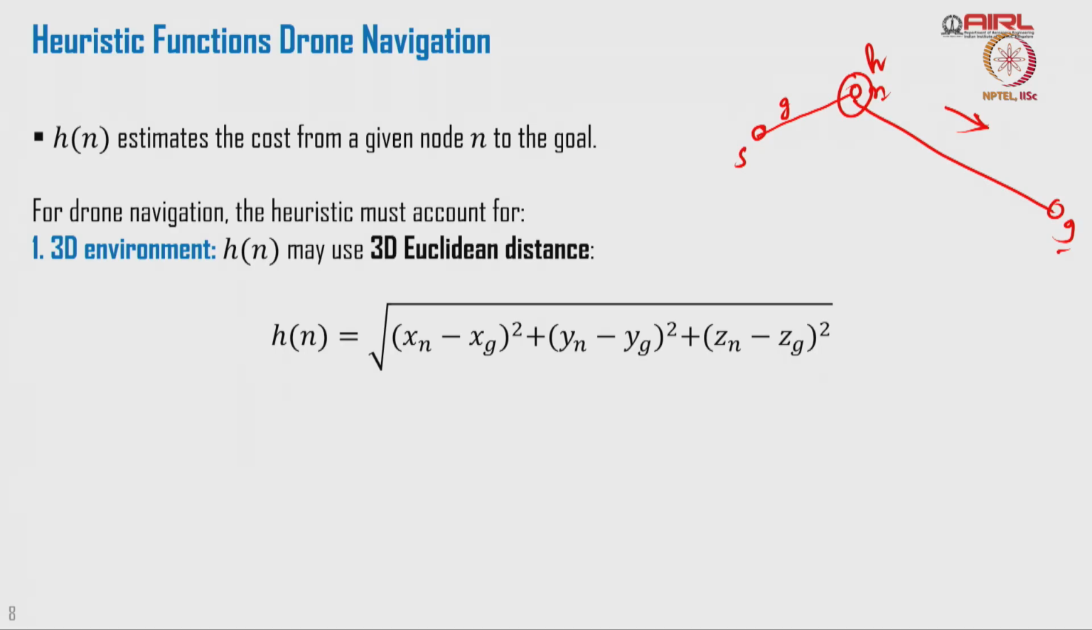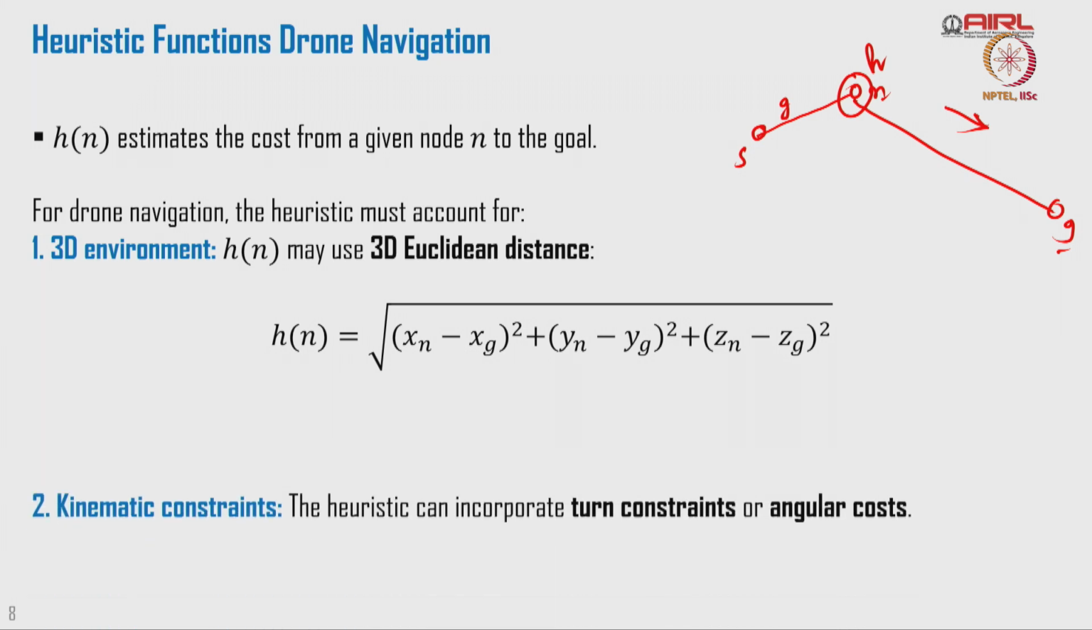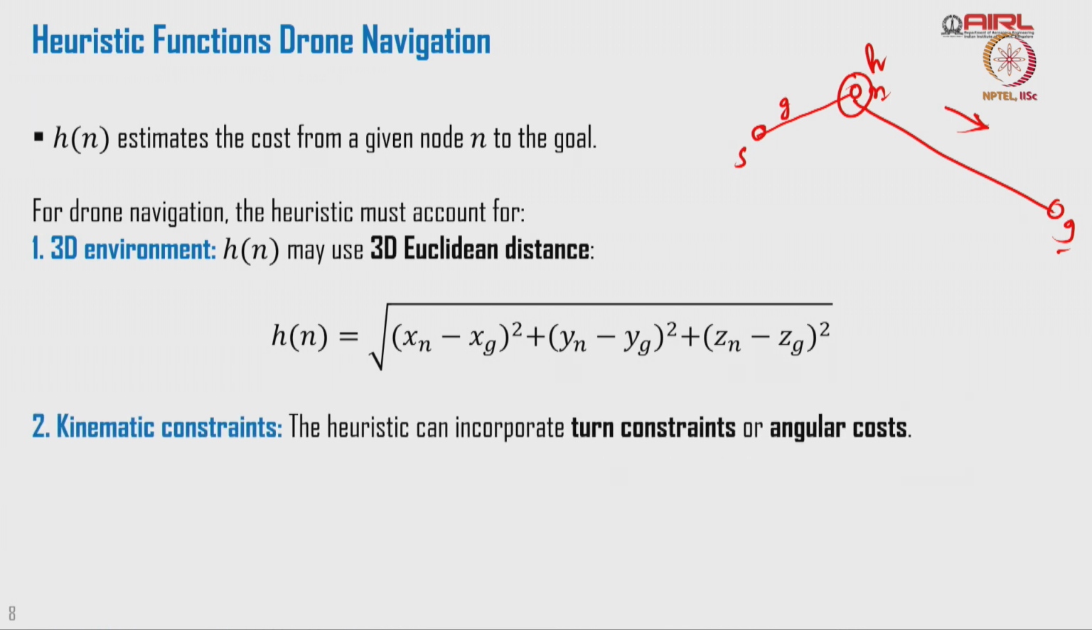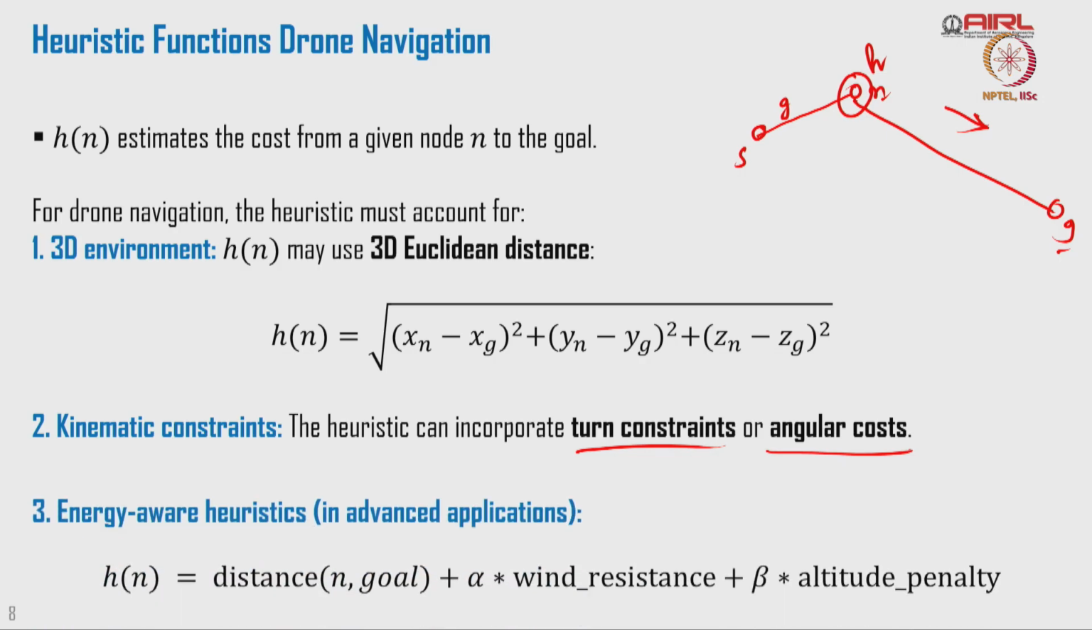Okay. So, the drone navigation heuristic can take care of the 3D environment Euclidean distance, and it can be based on kinematic constraints. That means, for the drone to travel to some node, the turning constraints may not be enough, or the turning capability of the drone may not be enough to reach a particular node. So, for that the heuristics will take shape accordingly. So, different constraints, angular costs can come into the heuristic function for a particular node, okay, node n.